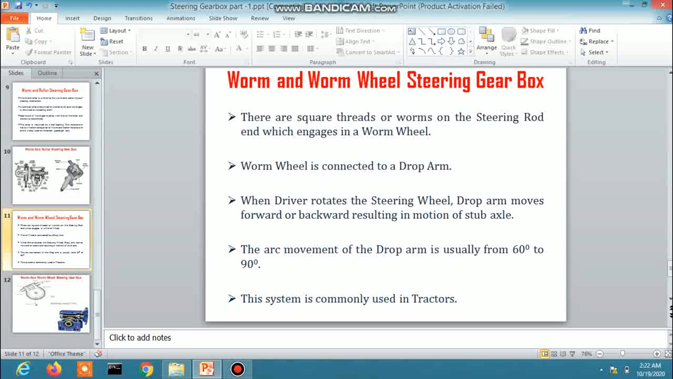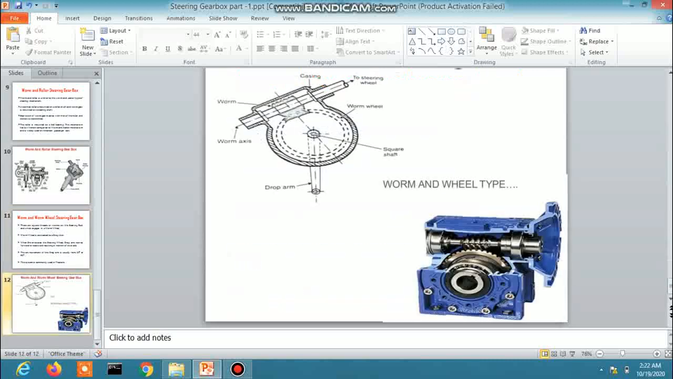So this is the picture of the worm and worm wheel type steering gearbox. This is the cut section of the worm and worm wheel type steering gearbox, and this is the schematic drawing of it. This one is the steering wheel or steering shaft, this one is the worm, and this is the worm wheel. The teeth mesh with the worm gear, and the drop arm is connected to the square shaft. That means the drop arm is connected to the worm wheel.